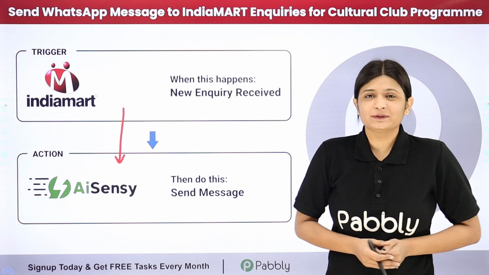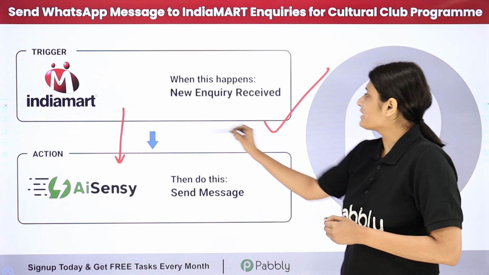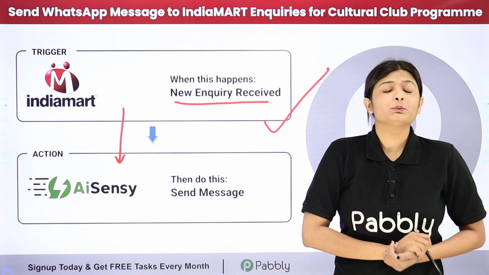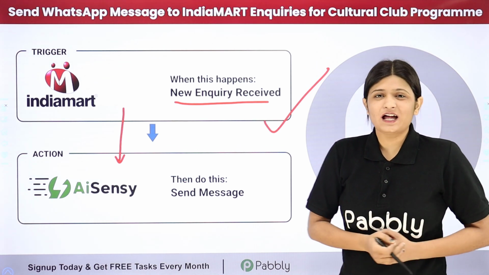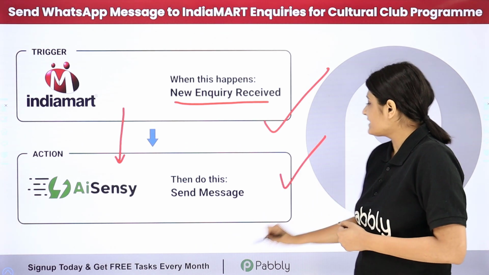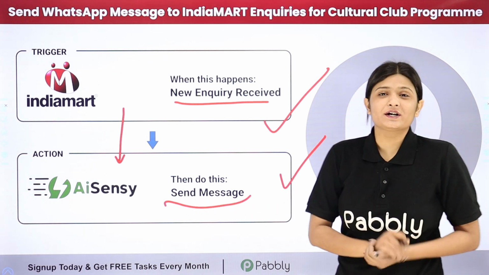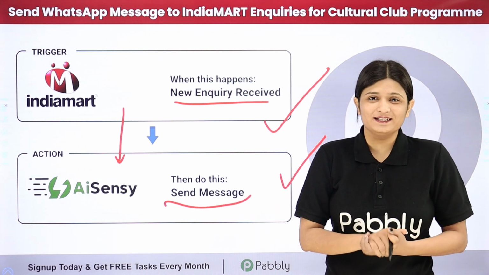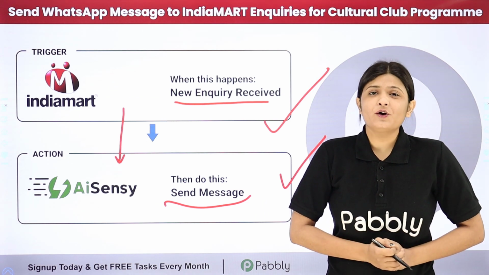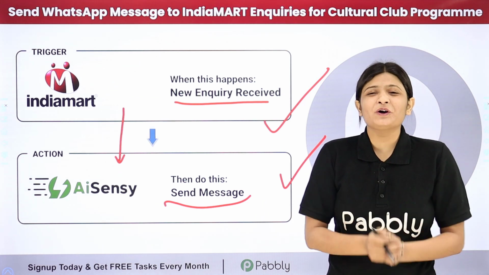Here as my trigger application, I am going to take IndiaMART from where I will receive new lead or the new inquiry, and then in my action application, I am going to take AI Sensei, with the help of which I am going to send WhatsApp message to all these leads and inquiries. If you want to learn this amazing automation step by step, then let me take you all to my screen.